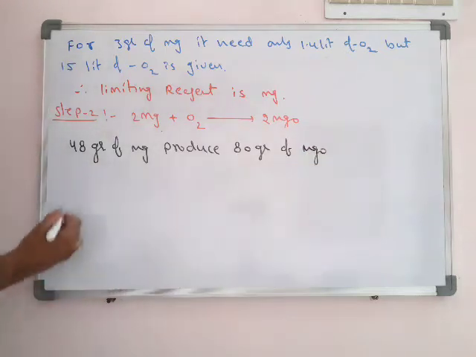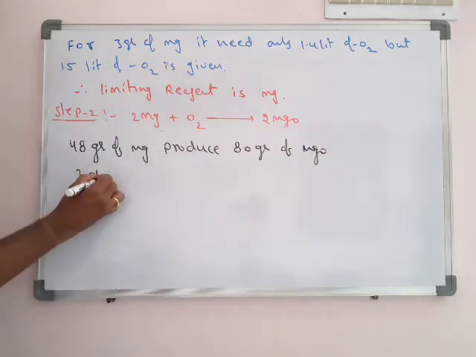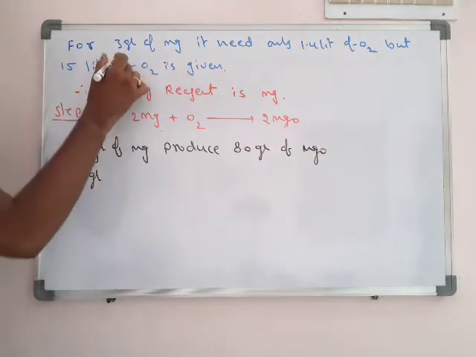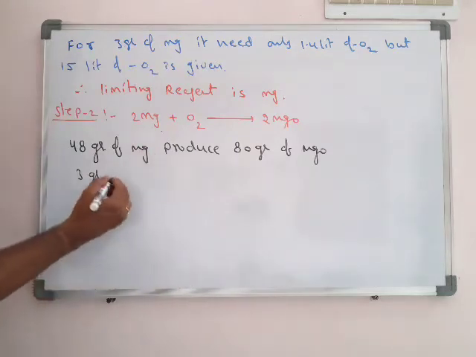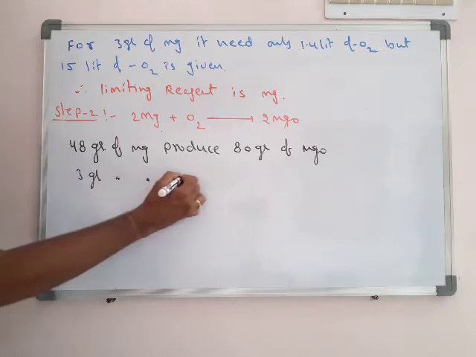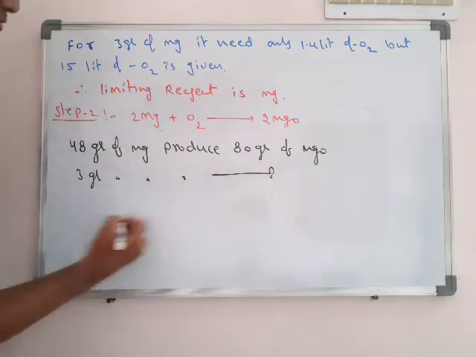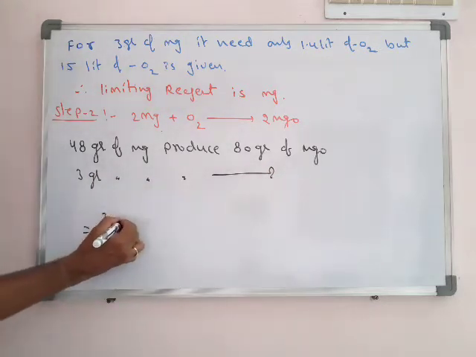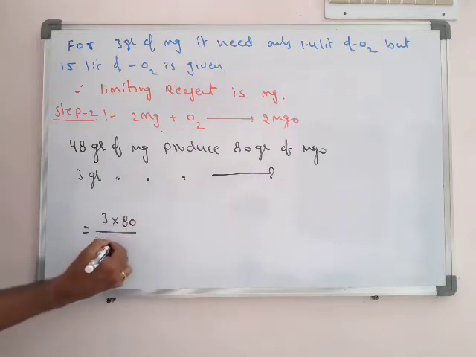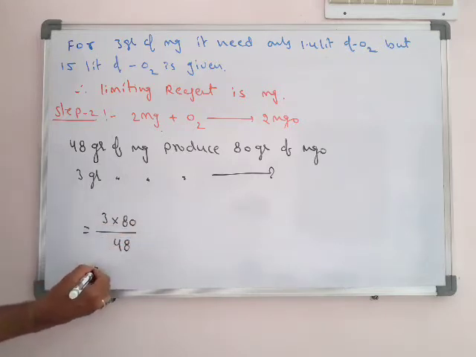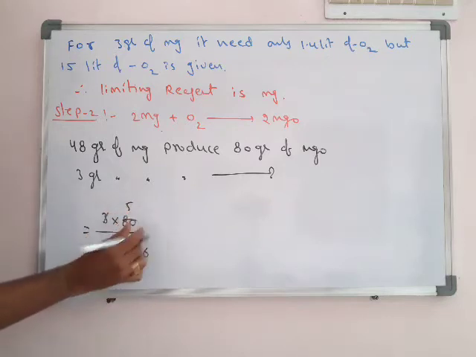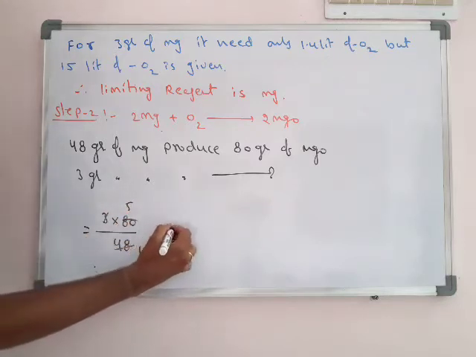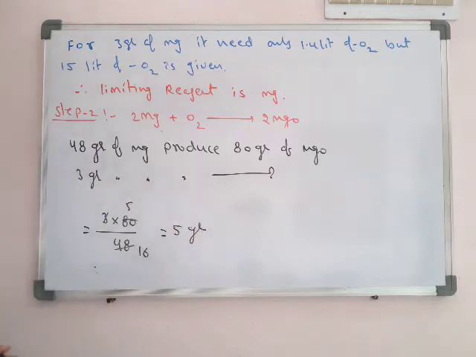80 grams of MgO. Then what about 3 grams? In the problem, 3 grams is given, and 15 liters is given. So 15 liters of excess we are removing. So 3 grams of magnesium produces how much MgO? Cross multiplication. So that is how many grams? That is 5 grams. Okay.